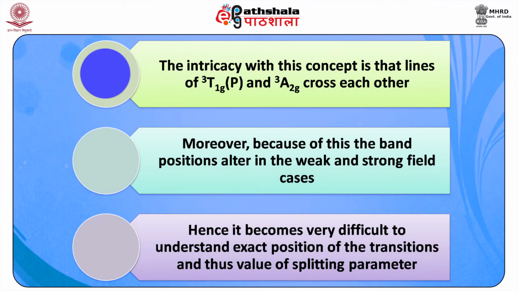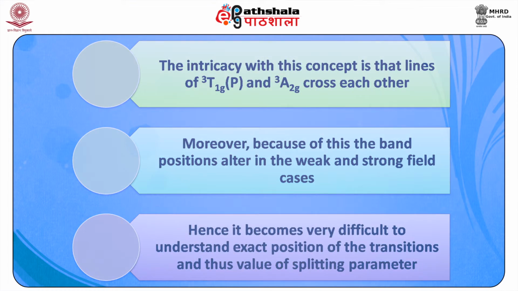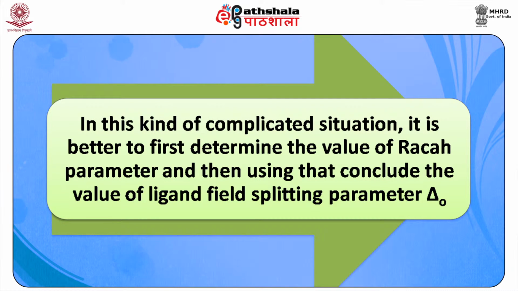The intricacy with this concept is that the lines of triplet T1g(P) and triplet A2g cross each other. Moreover, because of this, the band positions alter in the weak and strong field cases. Hence, it becomes very difficult to understand the exact position of the transitions and thus the value of the splitting parameter. In this kind of complicated situation, it is better to first determine the value of the Racah parameter and thus, using that, conclude the value of the ligand field splitting parameter delta naught.